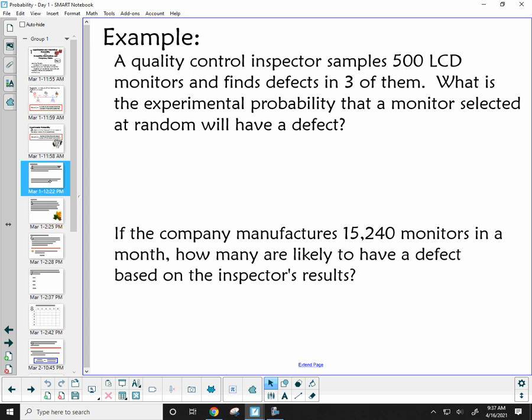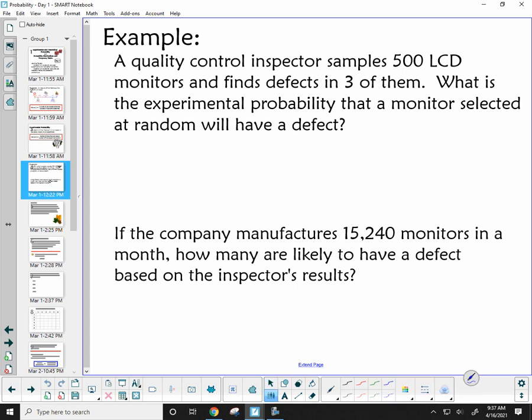All right, so here's an example. A quality control inspector samples 500 LCD monitors and finds defects in 3 of them. So what's the experimental probability that a monitor selected at random will have defects? What do you think? There were 3 that had a defect, so we're trying to find the probability of the defect. So 3 out of how many? 500. You can leave it as 3 out of 500, or you can turn it into a decimal. It doesn't really matter, the test will take either version.